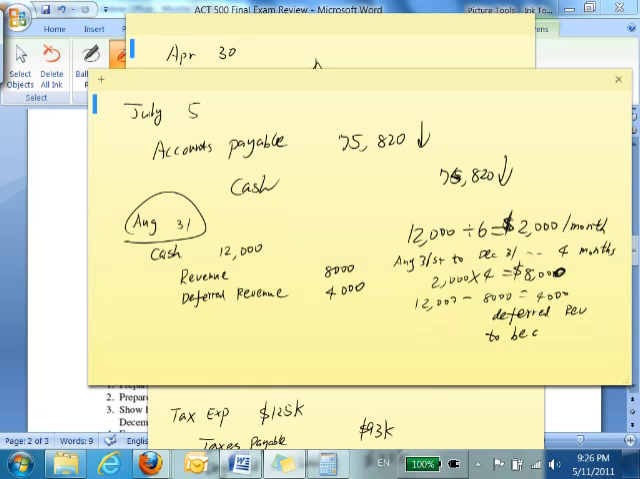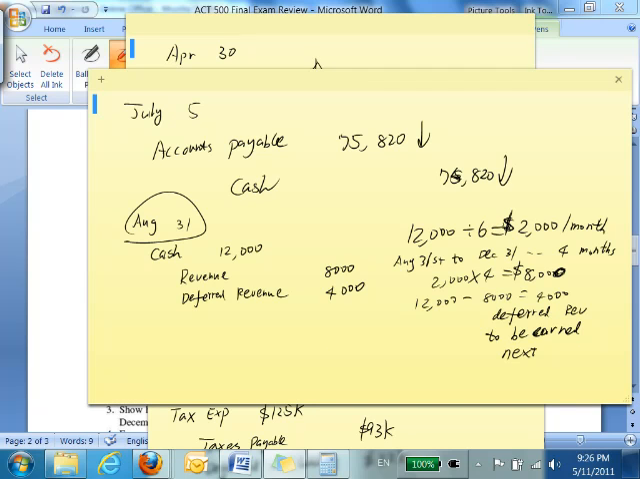Deferred revenue to be earned next year. Is this clear? Yes.